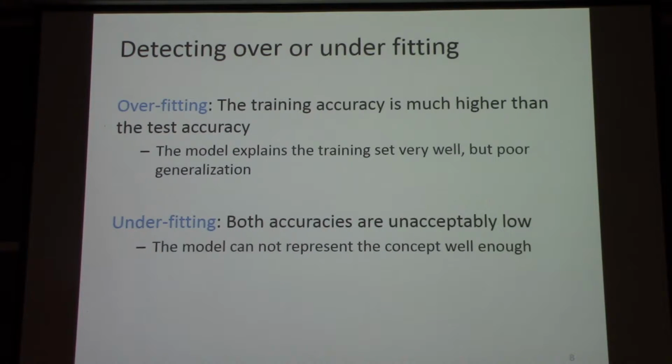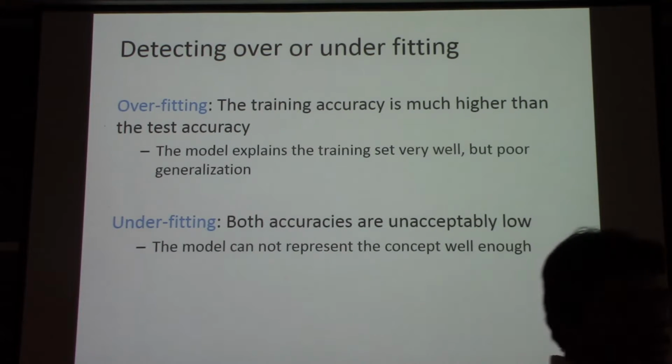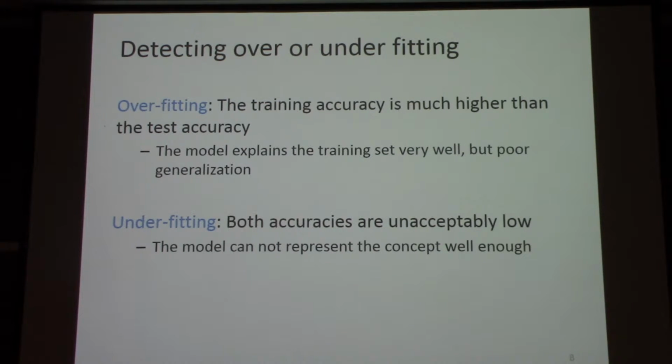The other extreme is underfitting. Underfitting is when your hypothesis space is not rich enough to capture your function. There is no function in your set that can even represent the true concept. Yes? We could have underfitting too if you don't have enough data. You could have underfitting if you don't have enough data, sure, yes.